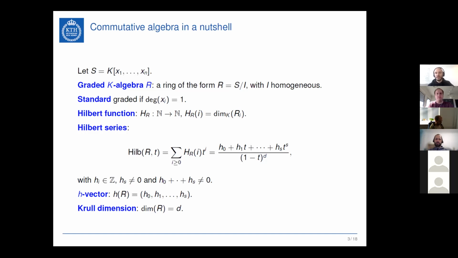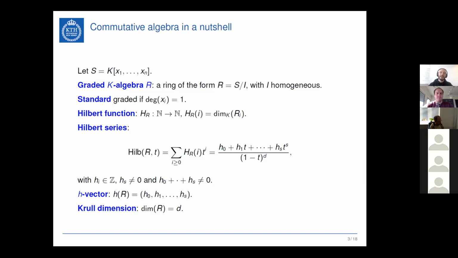These are simply quotients of the form S mod I, where I is a homogeneous ideal for some grading. When I say that the algebra is standard graded, I simply mean that the variables get degree 1, which is probably what you expect them to get. Once I have a standard graded algebra, I can consider the Hilbert function. This is a function from N to N, which associates to i the dimension of the K-vector space R sub i, the space of all homogeneous elements of degree i in R.